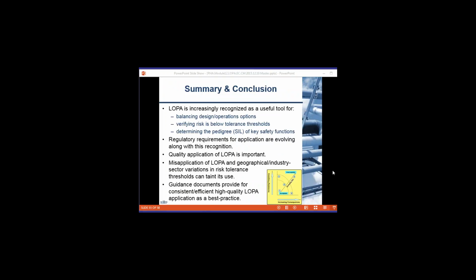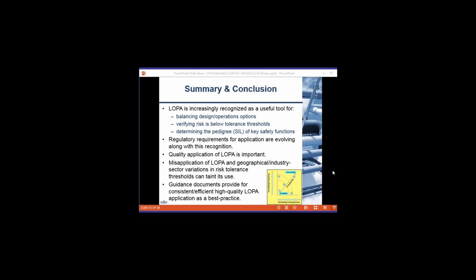Verifying risk is below the tolerance thresholds, determining the pedigree, or how reliable, or what the safety integrity level is of key safety functions. As LOPA is recognized as being useful for this, it's also being recognized for application as part of regulatory requirements too that come along with this recognition.